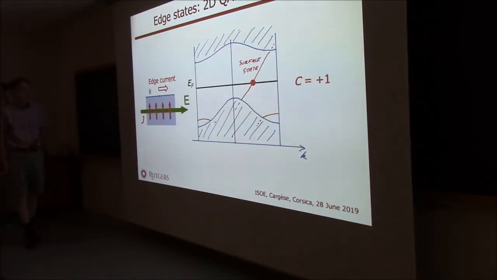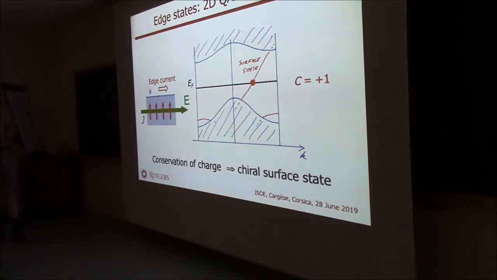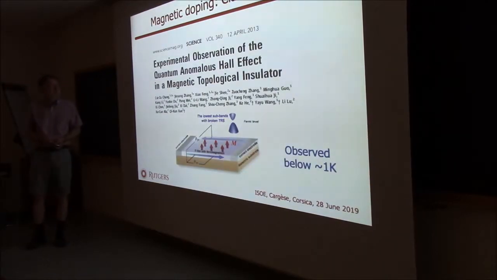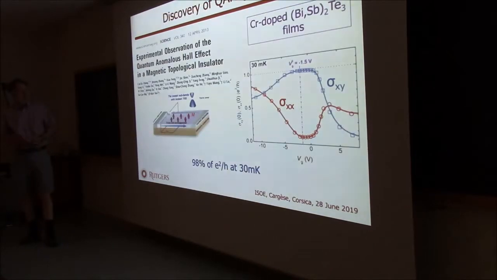Okay, so that's the edge current connection. Conservation of charge tells you that there has to be, these are called chiral edge states because they circulate in only one direction. So the quantum anomalous Hall effect was finally demonstrated in 2013 by the group of Chi-Kun Xue and collaborators. Initially they did it by doping antimony telluride films with chromium to make the films ferromagnetic.